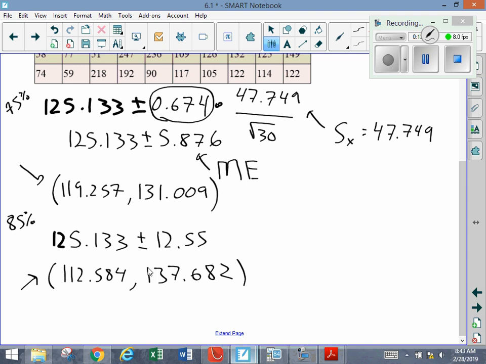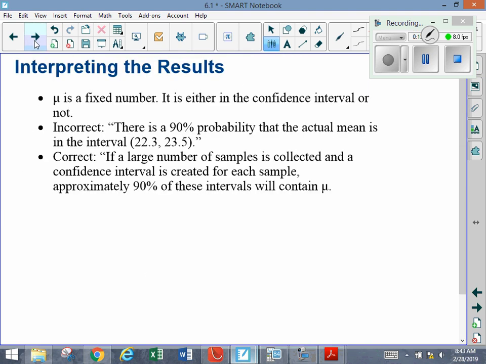So we're going to skip doing the 99% and move right along, okay?